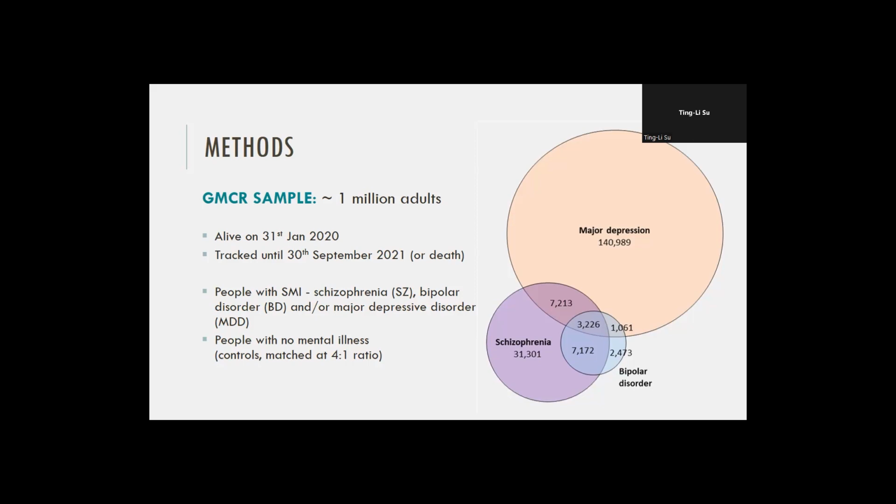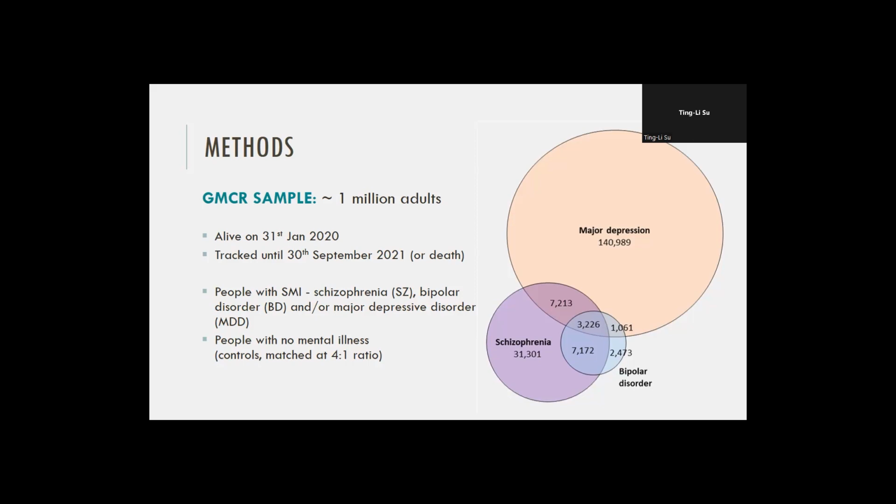So by working with GMCR, we're able to look at a much larger, more diverse sample and go for that extended period of time, looking at what had happened, not just in that first year of COVID, as we did in the first paper, but after the vaccination programme was rolled out. So what we did is our sample was around 1 million adults overall, including controls. So a nice big sample.